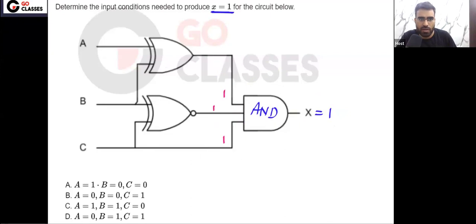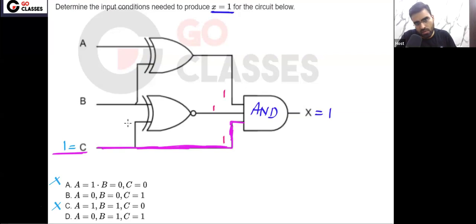Correct? Okay. Now let's see. One thing is clear, that C must be 1. So option A is gone. Option C is gone. Yes or no? C must be 1 because this is the direct connection. You can see this is the direct connection. So that is the reason I can say C definitely must be 1.